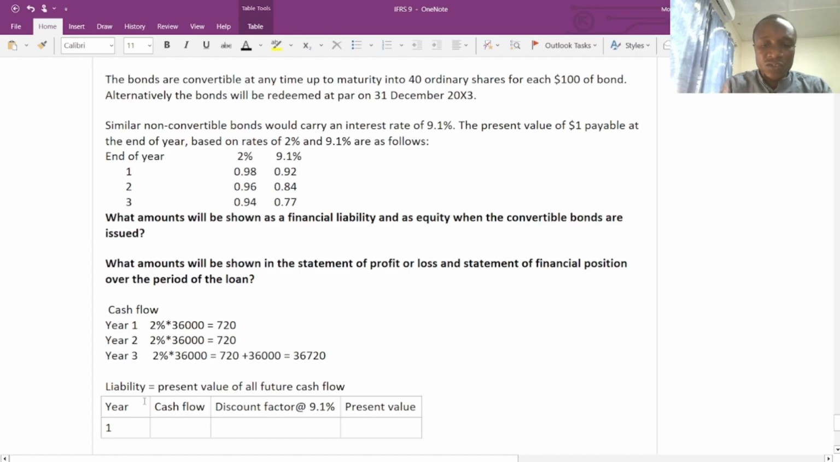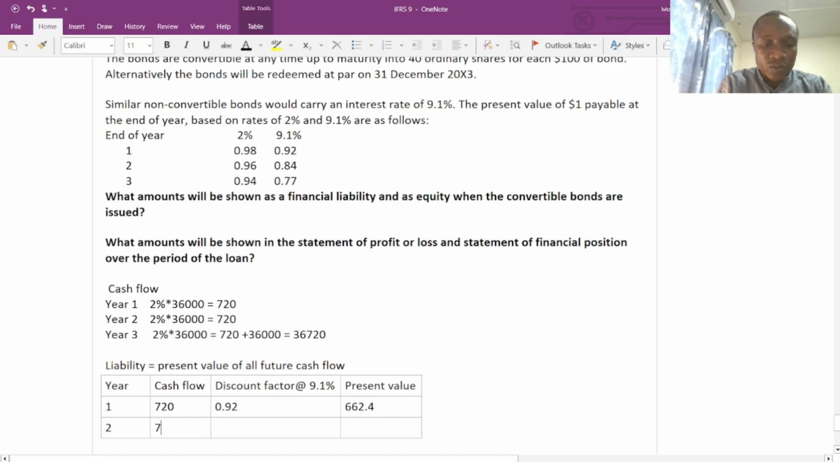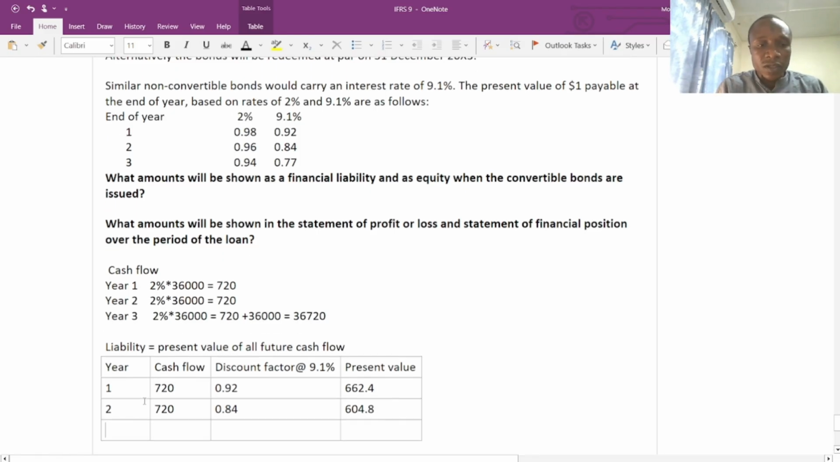Year one, the cash flow is 720. The discount factor given in the equation is 0.92. We are going to use the discount factor for 9.1%, not 2%. So basically, 720 multiplied by 0.92 will give us 662.4. Year two, 720 again, multiplied by 0.84 will give us 604.8.